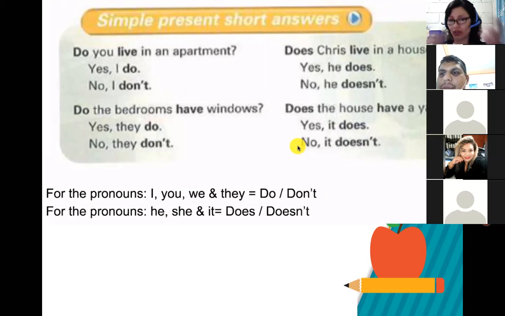Then down we have the pronouns he, she, it, and singular nouns. We're going to use does for questions and we're going to use doesn't for negative statements. But doesn't is the contraction, and if you want to use the full form, that's totally fine. I can say, she does not have brothers and sisters, right? So actually it's up to you if you want to use the contraction or the full form, okay?